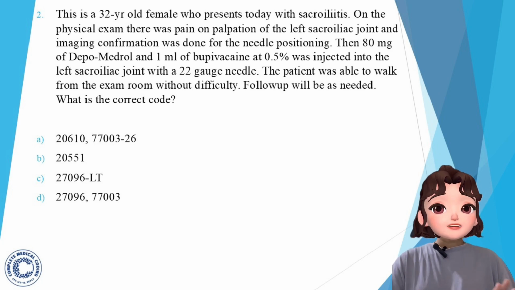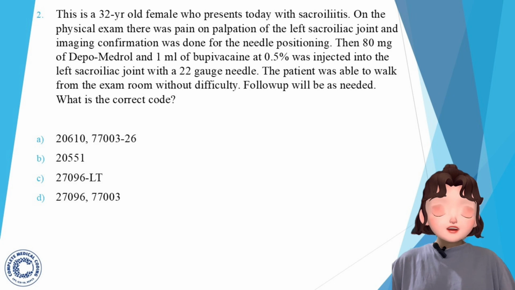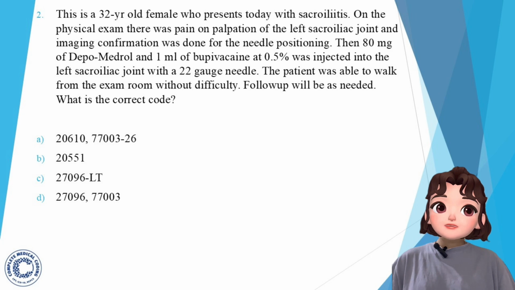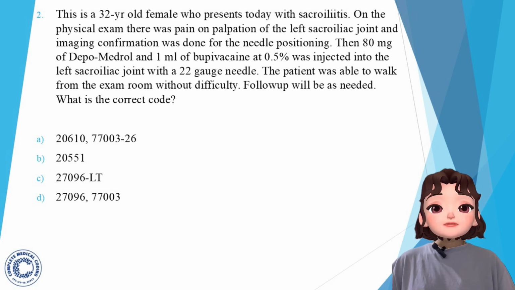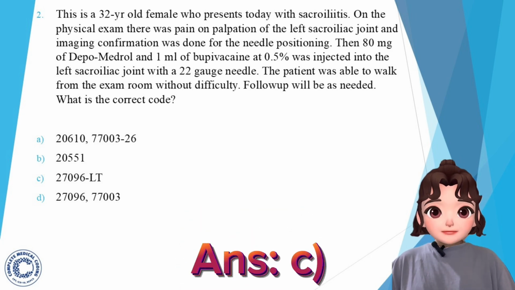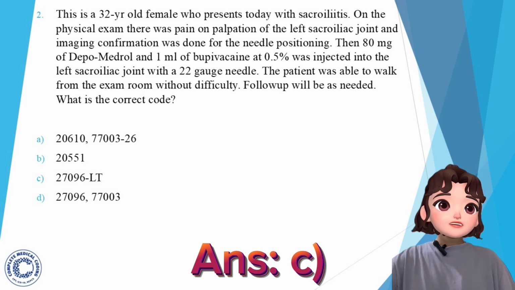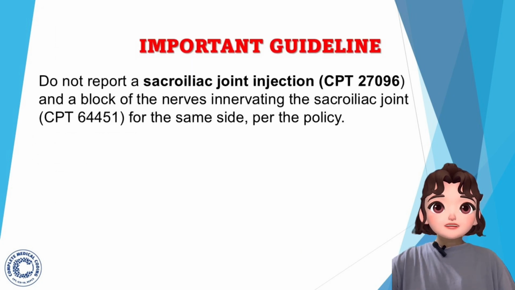So, since 27096 is a unilateral code, you have to append a modifier, whether it is left or right. This is left. So, you have to append modifier LT for the left. So, you got the correct answer as option C.